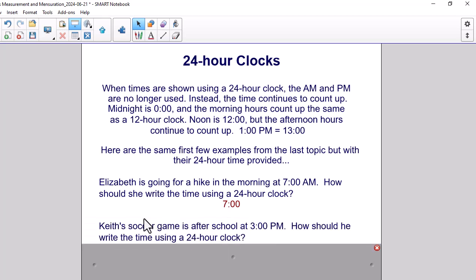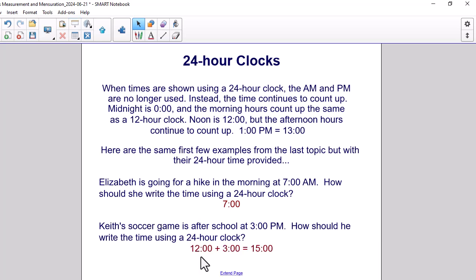A second example. Keith's soccer game is after school at 3 o'clock p.m. How should he write the time using a 24-hour clock? Well, we start with 12 o'clock noon and add 3 hours to that. We continue to count up. So now we're at 1500 hours.